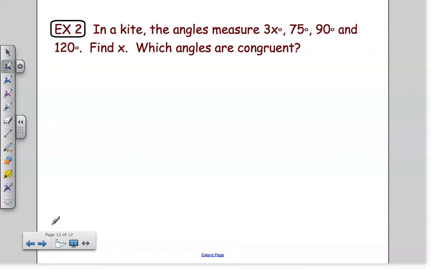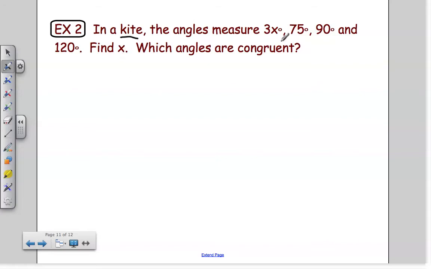And then one more example here. In a kite, the angles measure 3x degrees, 75 degrees, 90 degrees, and 120 degrees. Find x. Which angles are congruent? Oh yeah, because remember how in a kite you do have 2 angles that are congruent, right? The angles that are in between the non-congruent sides.